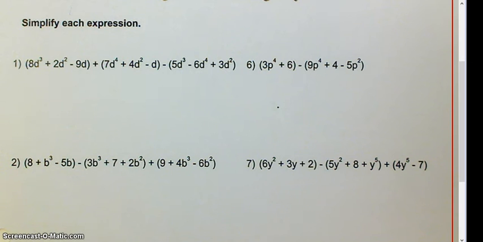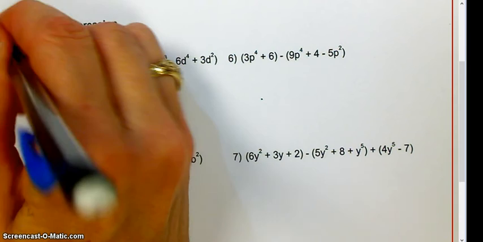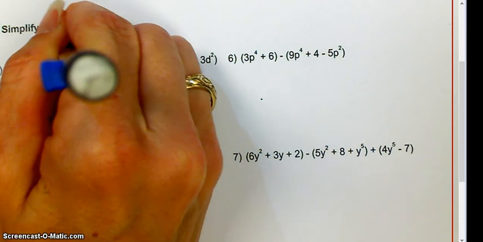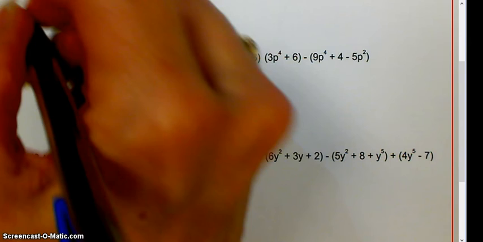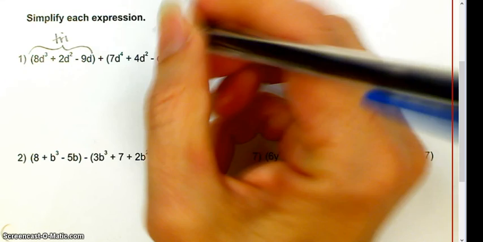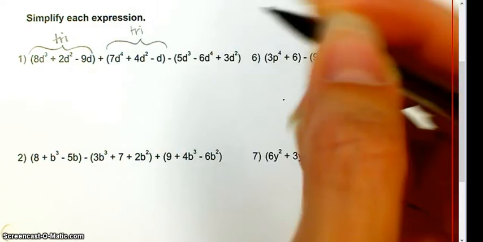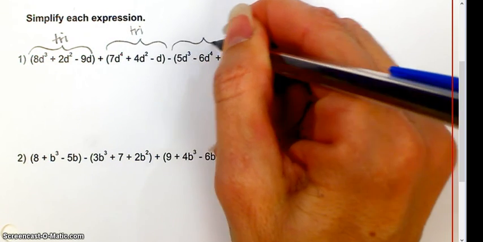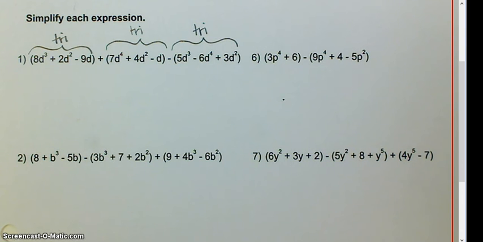Okay, let's look at the first one. It says, first of all, we've got this polynomial. It has 3 terms. Do y'all see that? So what kind of polynomial is it? It's a trinomial. Okay. This next one is a trinomial. And this next one is also a trinomial. So we're going to add 3 trinomials together.